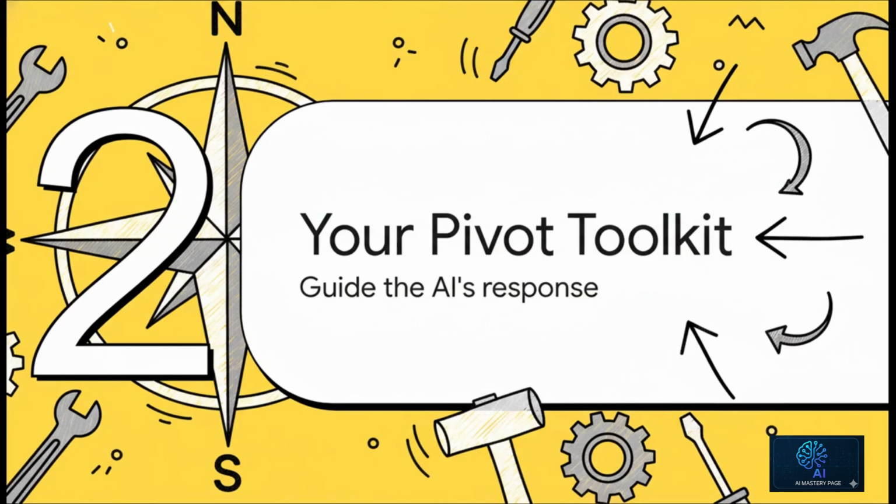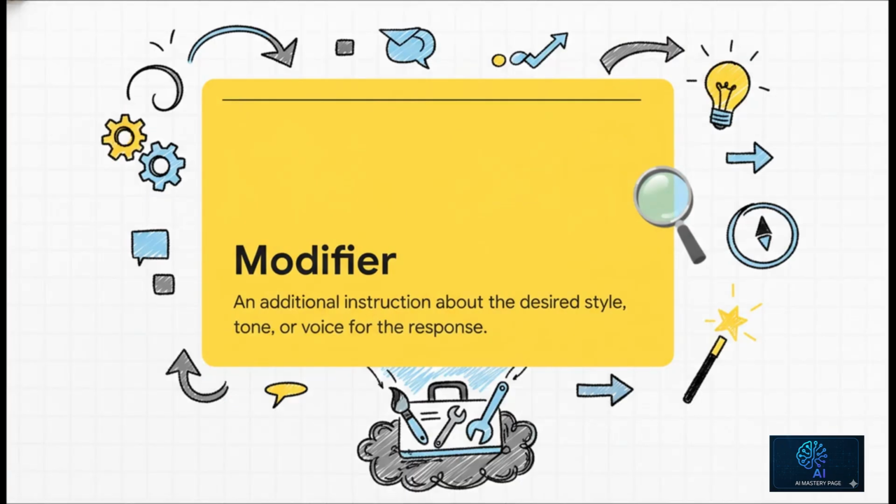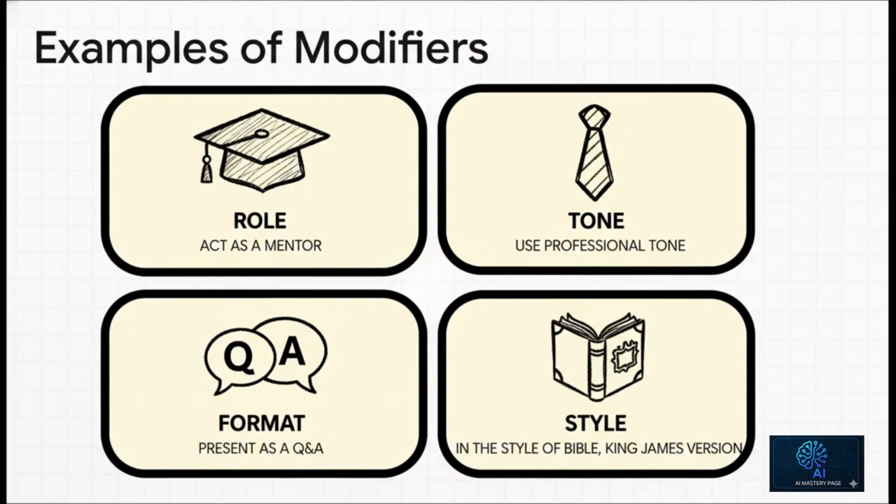Okay, so how do you actually have this conversation? Let's get into your toolkit. We're talking about the practical tools you can use to guide or pivot the AI's response to get it exactly where you want it to go. All right, probably the most powerful tool in your entire kit is what we call a modifier. I want you to think of yourself as the creative director for your AI. A modifier is that extra little instruction that tells the AI not just what to write, but how to write it. And just look at the possibilities here.